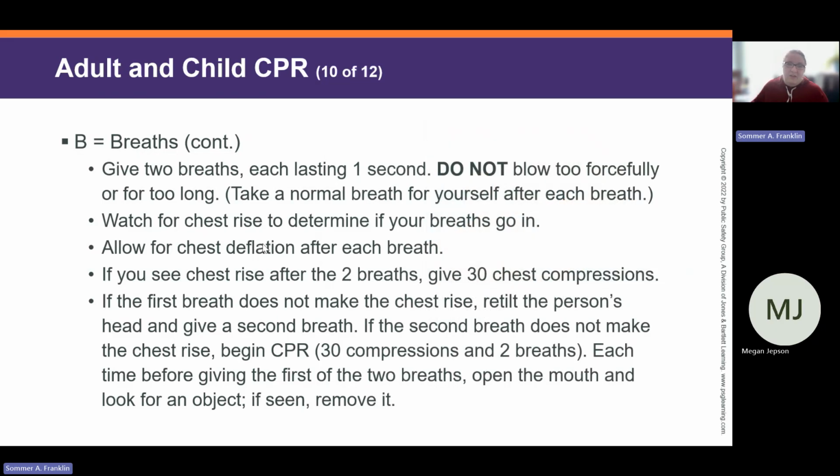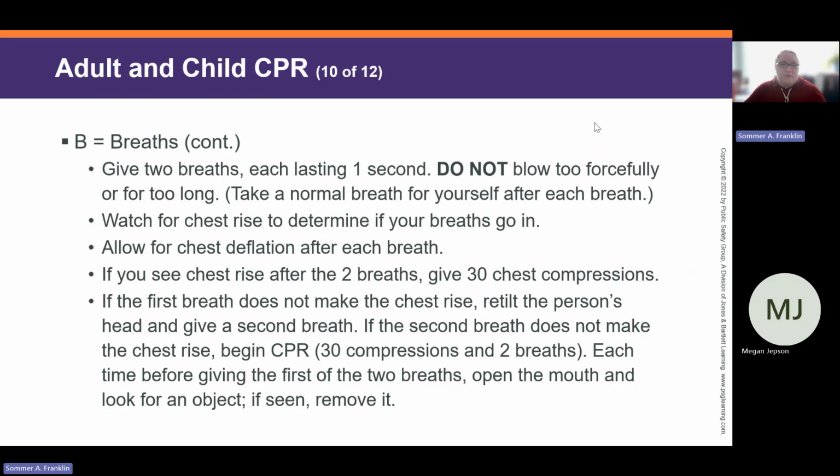Breaths, continued. Give two breaths, each lasting 1 second. Do not blow too forcefully or for too long, and take a normal breath for yourself after each breath. Watch the chest to see if it rises to determine if your breaths go in. Allow the chest to deflate after each breath.